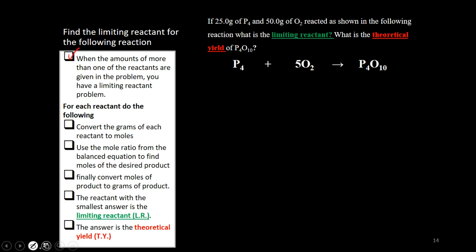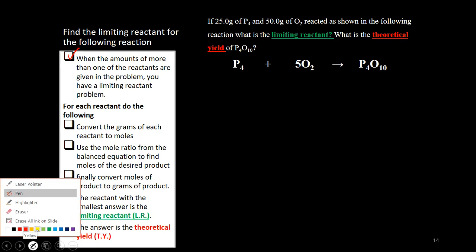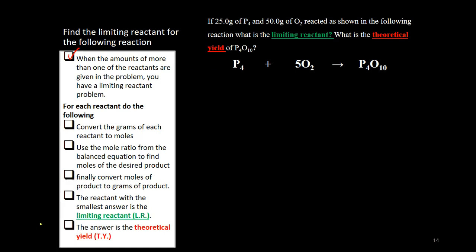Okay, so if the amounts of more than one of the reactants are given in the problem, you have a limiting reactant problem. Then the next step says to convert the grams of each reactant to moles, then use the mole to mole ratio from the balanced equation to find the moles of desired product. The only product here is P4O10. Okay, so it's telling you to convert grams of reactant to moles of reactant, then go to moles of product, and then from moles of product to grams of product.